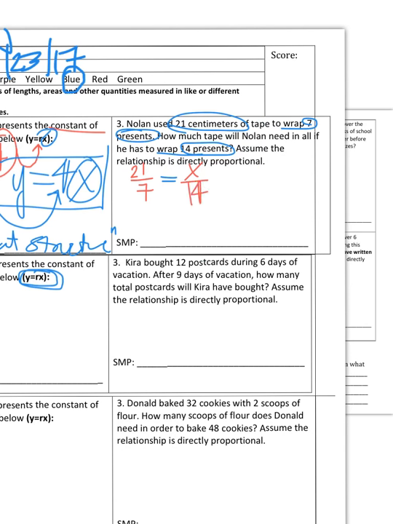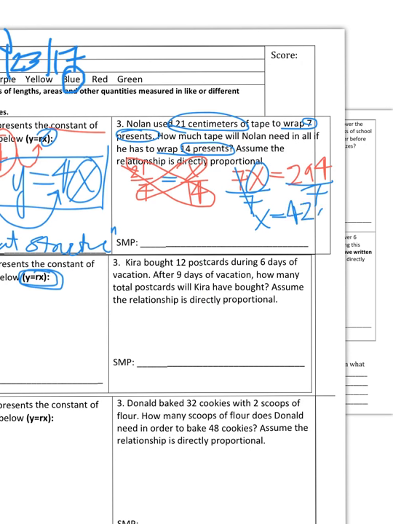Now I can cross multiply and solve for x. So I have 7x on one side. 21 times 14. Oh my goodness, that's a big number. I'm going to use my calculator for that. 21 times 14 is 294. Then I want to get x by itself, so I have to divide both sides by 7. 7 divided by 7 is 1, so I'm just left with x. 294 divided by 7, I just put that in the calculator, and that's 42.